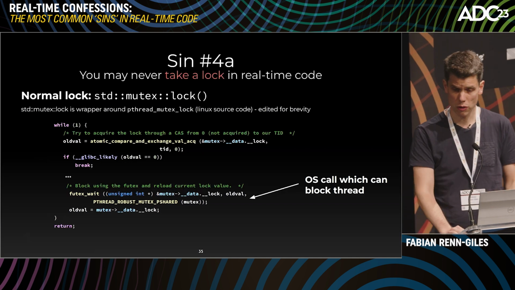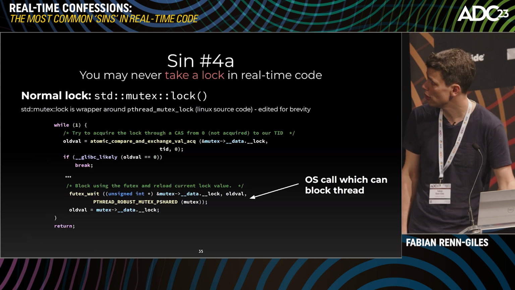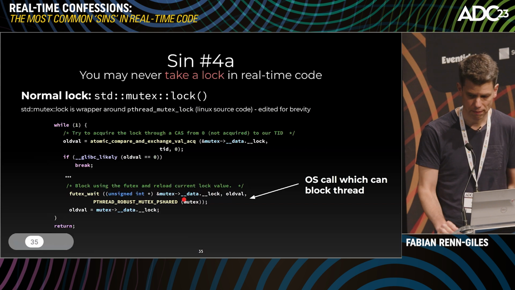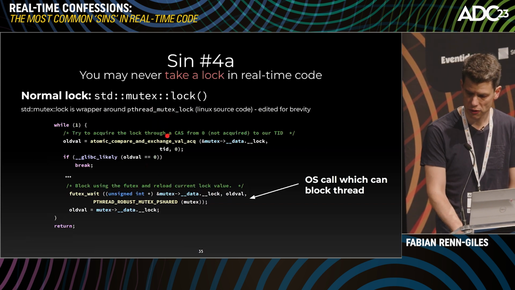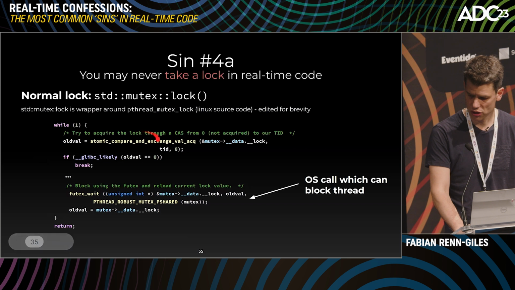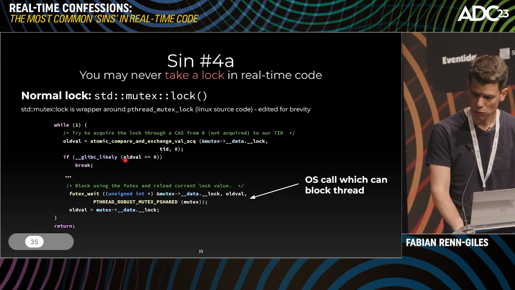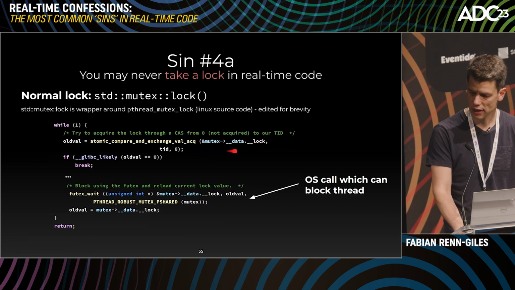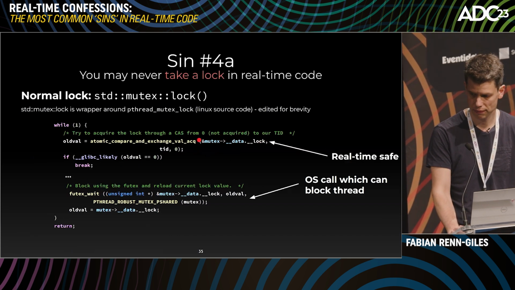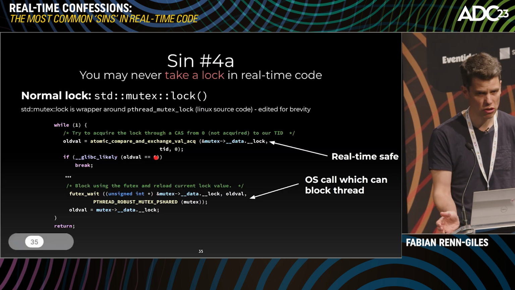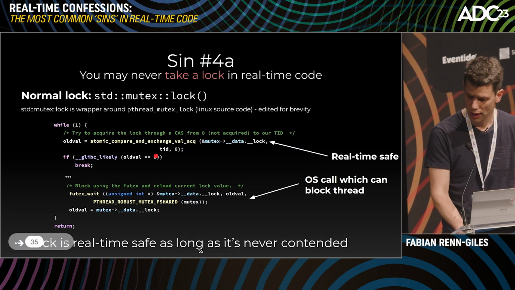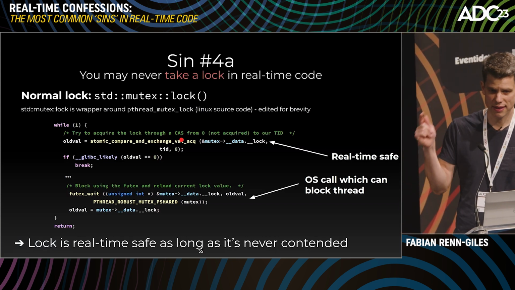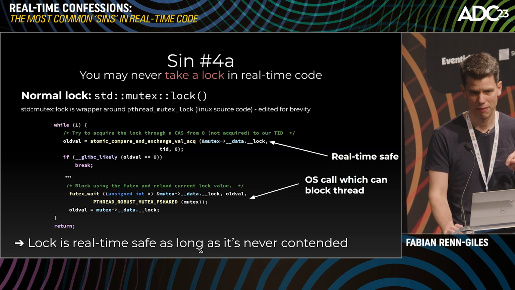So this is the source code for a regular lock. We're not try-locking now. And we see that there's this OS call which may block, but above this OS call, there's this compare exchange. And this compare exchange, if it succeeds, will immediately return. And what it's testing there is if the lock is already contended by some other thread, right? And this compare exchange alone is real-time safe. So what we're seeing here is that this lock is real-time safe as long as it's never contended, okay?